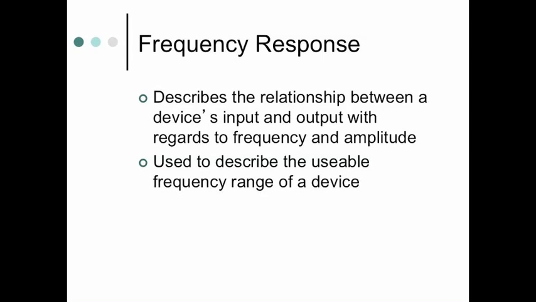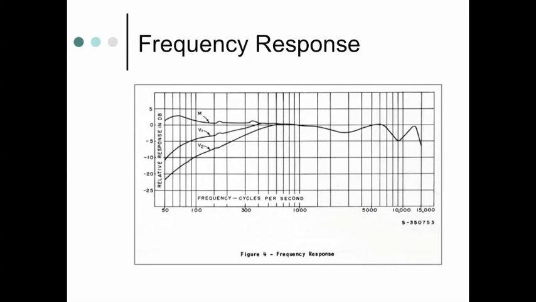Frequency response describes the relationship between a device's input and output with regards to frequency and amplitude. It's used to describe usable frequency range. Here's a great example of what it looks like in a graph. It's relatively flat in the middle, but then it has different characteristics.